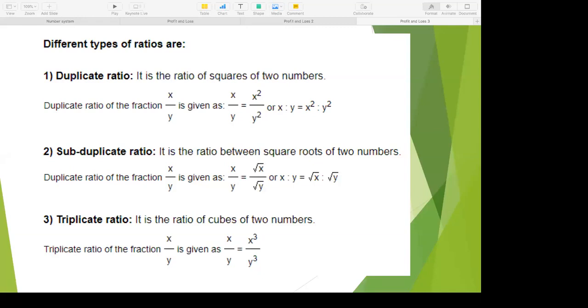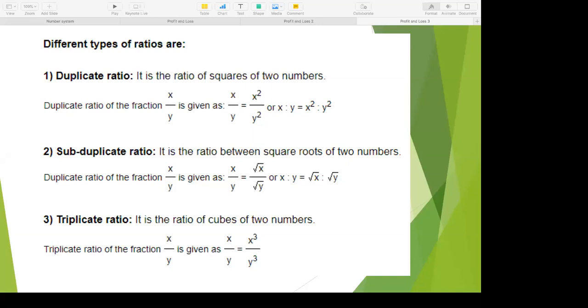The initial ratio was given as 49 by 64. And the question is asking you to find out the sub-duplicate ratio of 49 by 64. So you simply need to go for root over 49 by 64. Root over 49 will give you 7. Root over 64 will give you 8. So the sub-duplicate ratio of 49 by 64 will be nothing but 7 by 8.